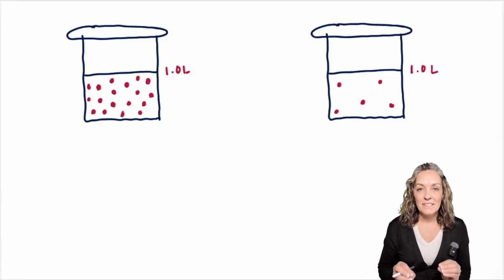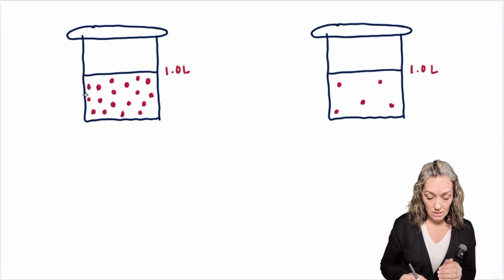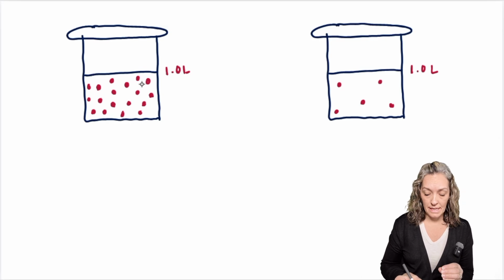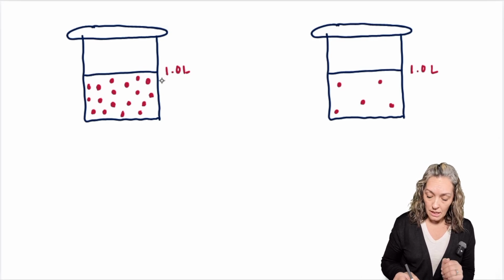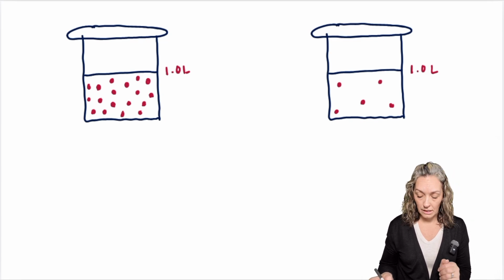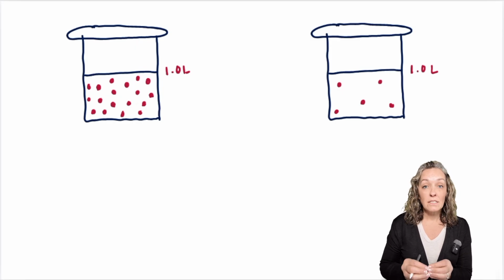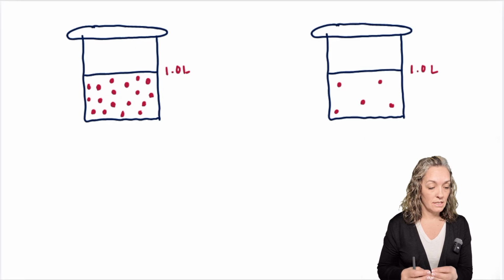Let's look at two examples of a solution. I have it drawn here. Notice that in each beaker, I have two components. I have the liquid that is doing the dissolving, or the solvent, and I have the dots which represent the dissolved solute. Notice that both of my containers have the same volume. They both contain 1 liter. But my first container here has a lot more dots. The more dots we have, the more concentrated the solution is.